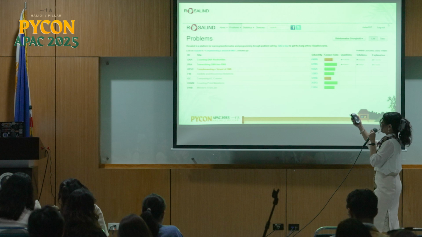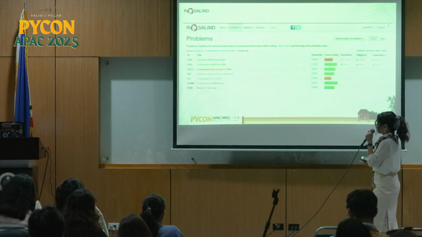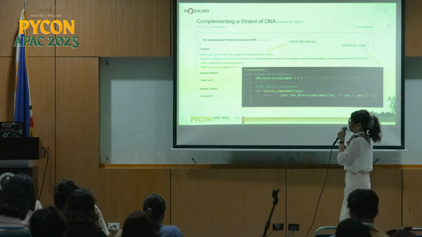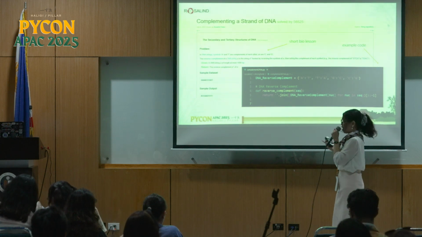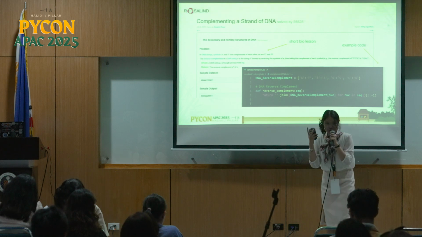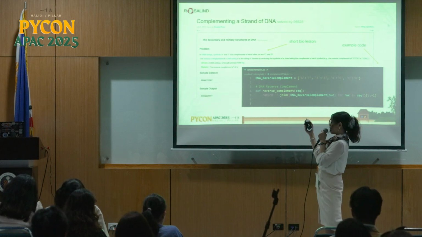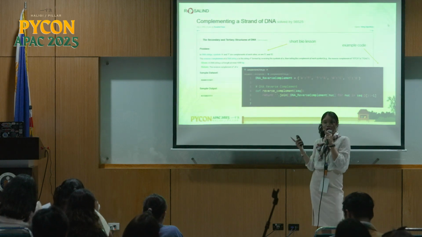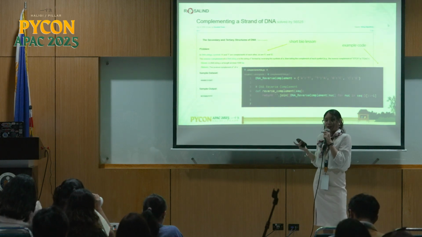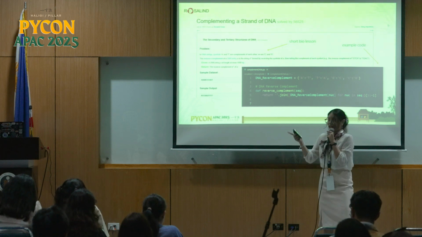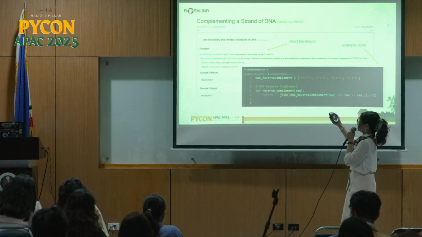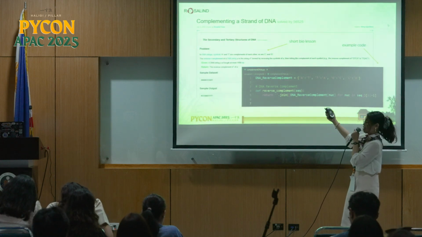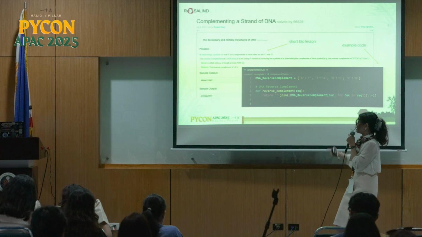We have this, and they have problems over there that you can solve. And this is an example of what I've done: complementing a strand of DNA. We have 2 things going on here. First, we have the short bio lesson, so you don't need to worry. If you have no idea what biological concept you need to know, you can refer to this. You will be able to review. It is discussing the secondary and tertiary structures of DNA. And then you can solve accordingly.